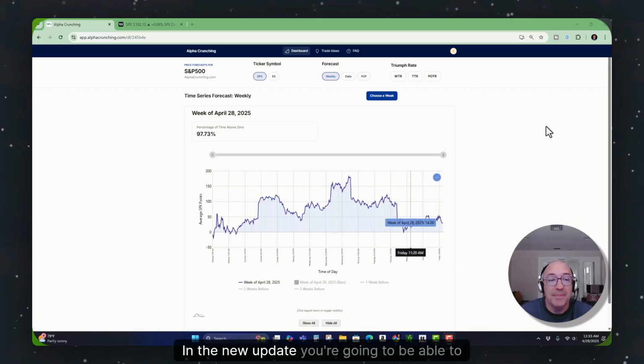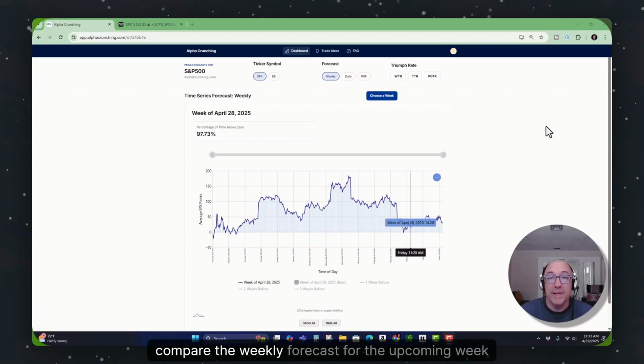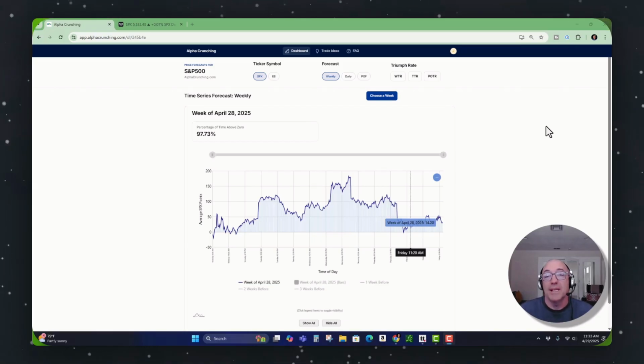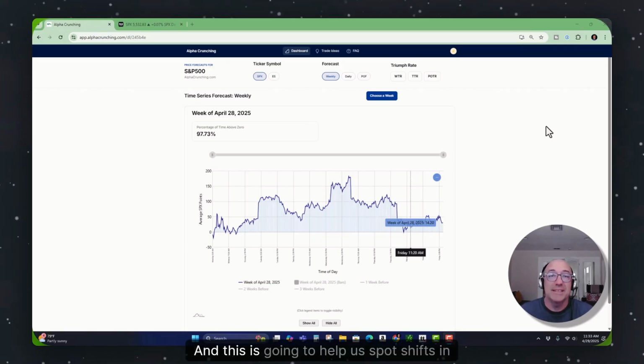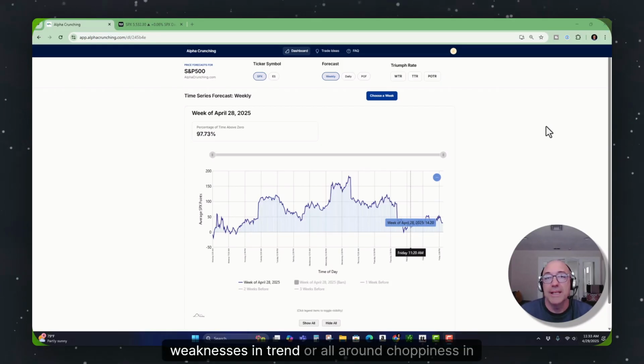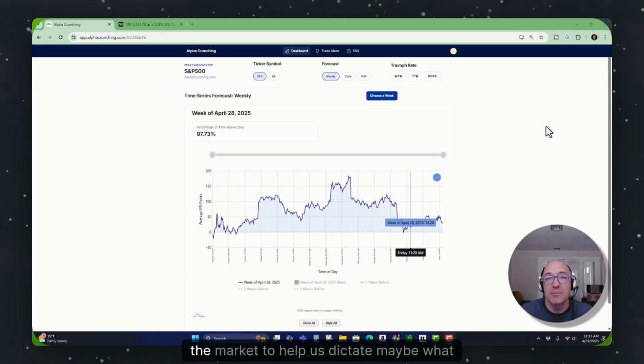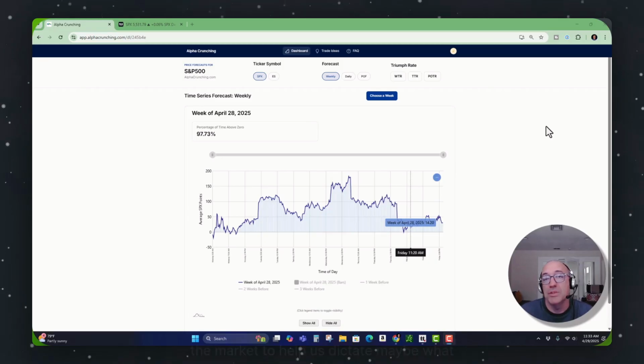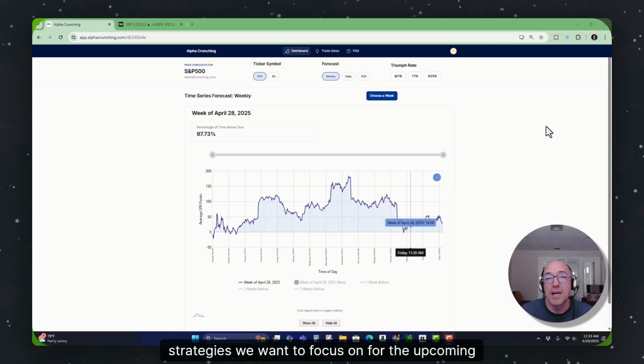Hey everybody, it's Eric from Alpha Crunching, and I'm excited to announce an update to our SPX Weekly Forecast tool. In the new update, you're going to be able to compare the weekly forecast for the upcoming week to the previous weeks, and this is going to help us spot shifts in momentum, weaknesses in trend, or all around choppiness in the market to help us dictate maybe what strategies we want to focus on for the upcoming week.